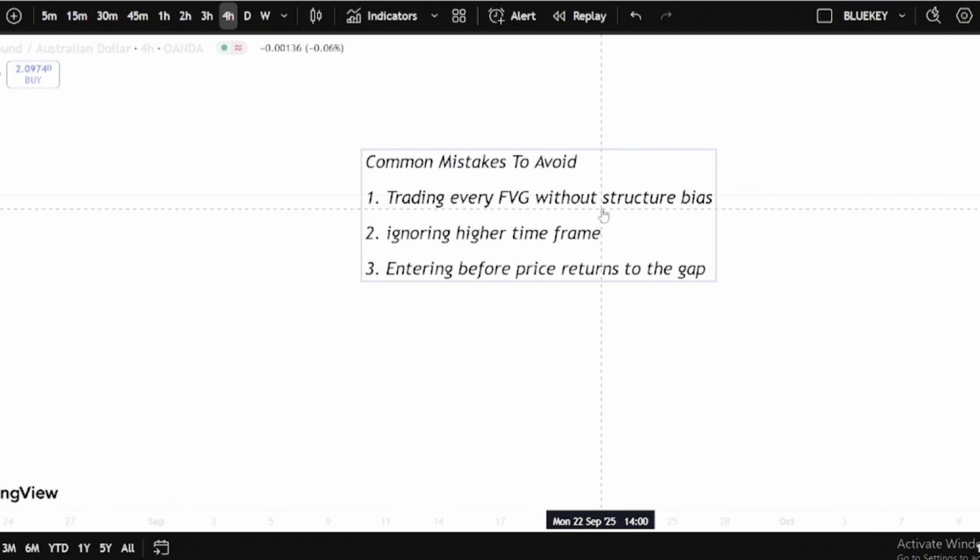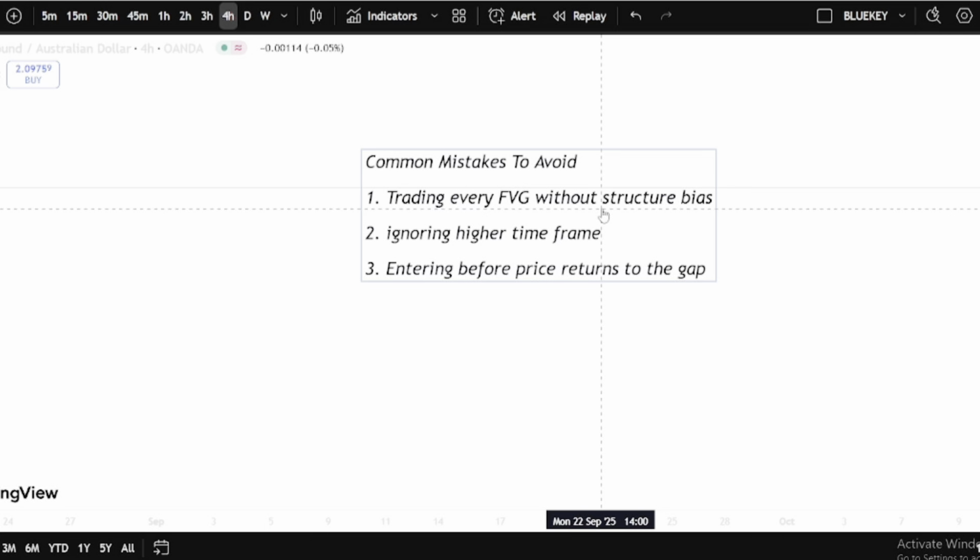Now, ignoring higher time frame is also very, very important. Sometimes we just stick around on the lower time frame, and then we spot these things and we do not know the entire picture of the chart. You can just spot it and it may not hold, and you may be wondering why. Maybe it's because the higher time frame is telling a different story entirely. So top-down analysis must be added. So this FVG is just an addition to the structure or to the strategy in entirety, right?